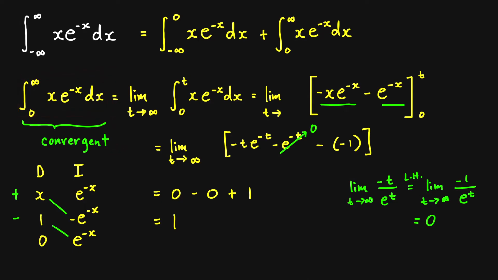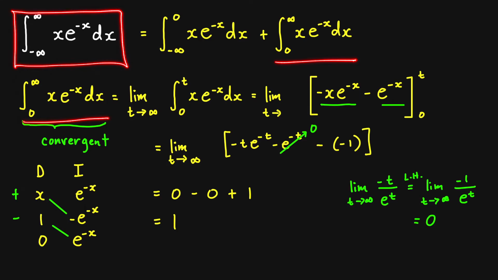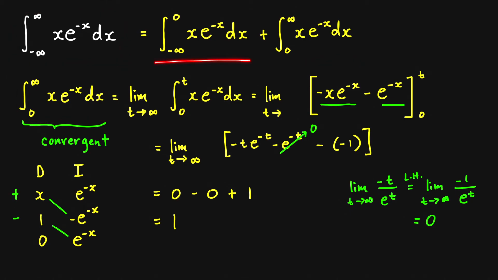Now, the convergence of this integral here is not sufficient to conclude that this original improper integral is convergent. So we have to show that this is convergent as well. Because otherwise, this original improper integral is divergent. So let's evaluate this improper integral here.